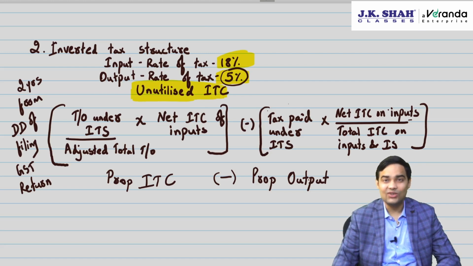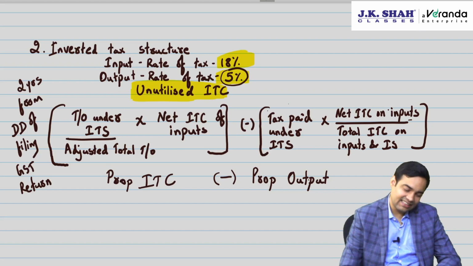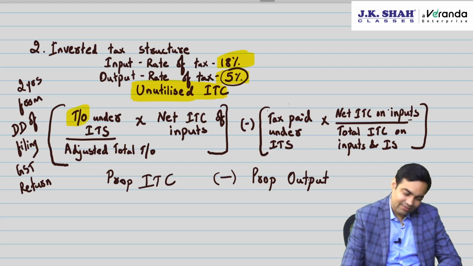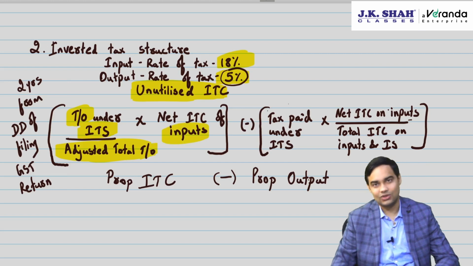Now, if there is unutilized ITC, can you claim a refund? Yes. And refund can be applied based on this formula. Turnover under inverted tax structure divided by adjusted total turnover into net ITC on inputs. Careful, here input services is also not allowed.